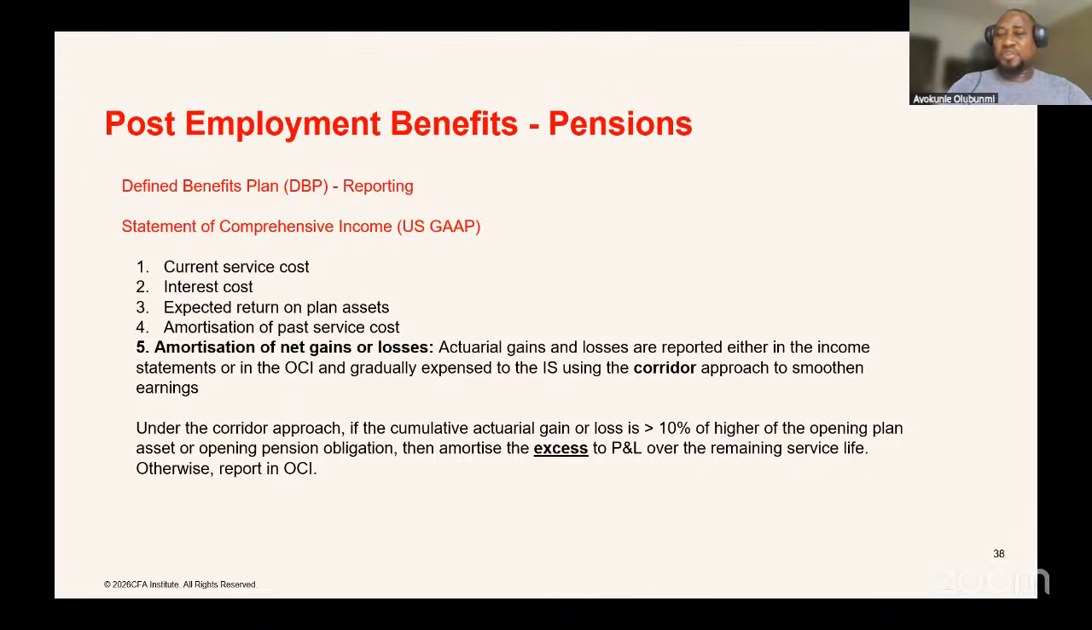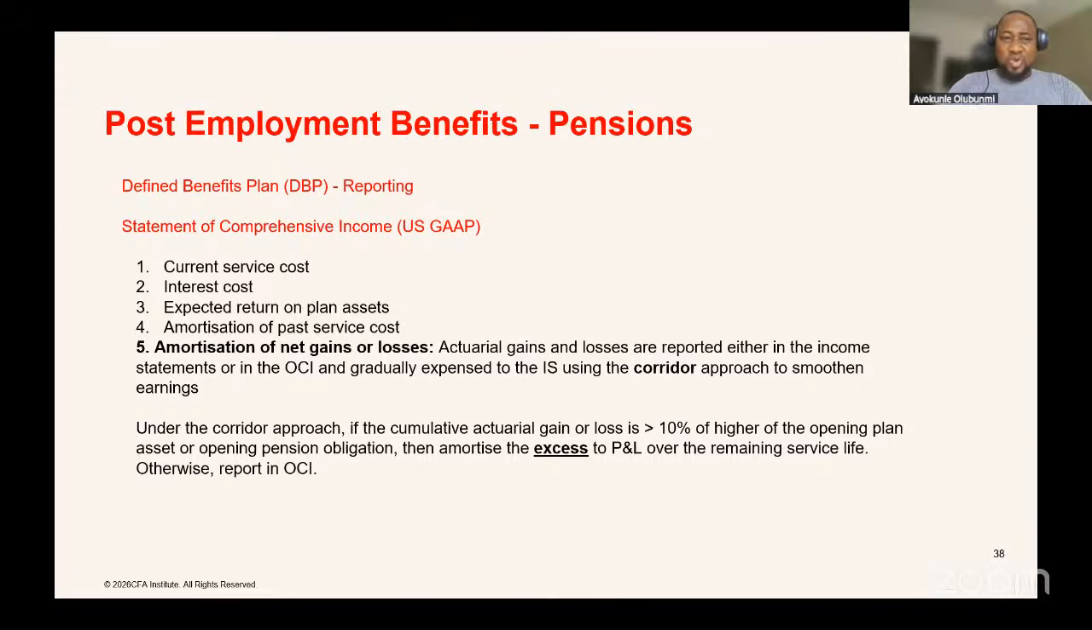Then amortization of the past service costs. Remember that past service costs are the changes in the plan, the changes in the assumption or what you earn, right? Retroactive changes in the computation of your pension. What we do, remember that under IFRS, is just expense it. Under US GAAP, what we do is amortize it over the remaining life of the employee.